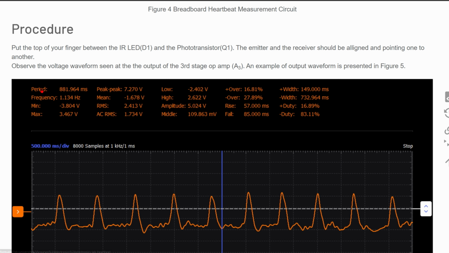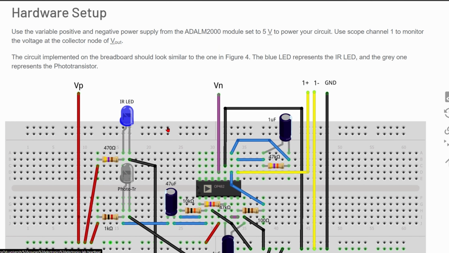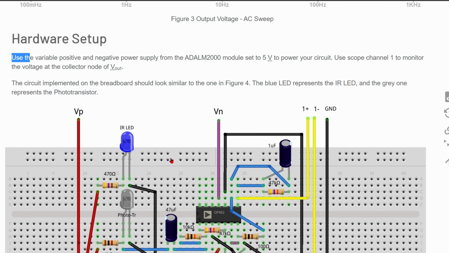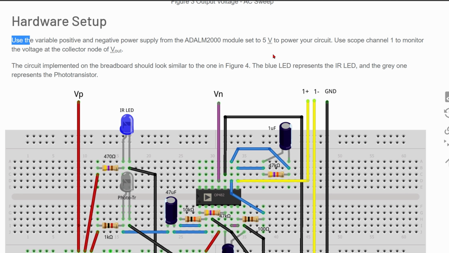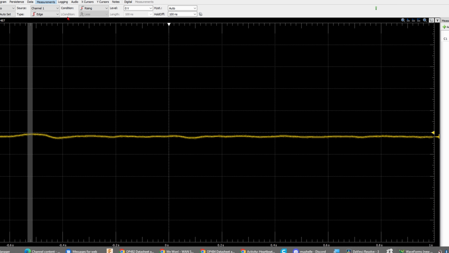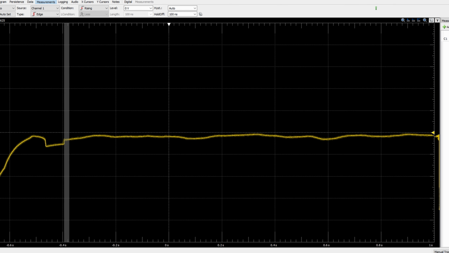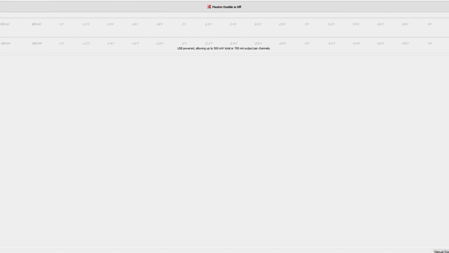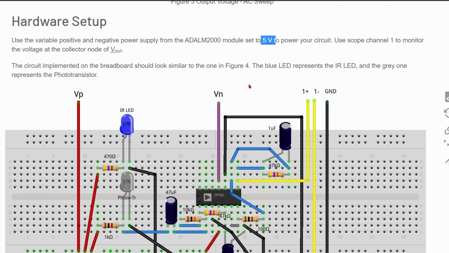Now we have the procedure that we are going to look at. I didn't talk about this here, but we need to use a variable positive and negative power supply from this right here. It's a module. We want 5 volts to power our circuit. So we're going to have 5 volts and negative 5 volts, and if we pause these and look at our supplies, we have 5 volts and negative 5 volts. So that is important to note.